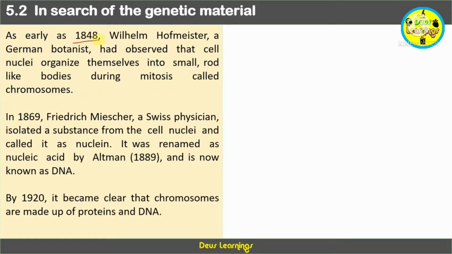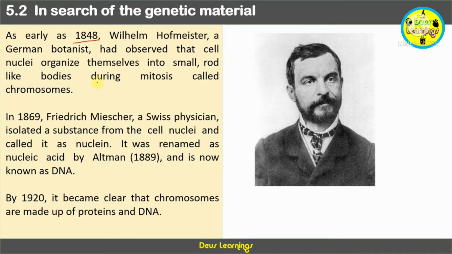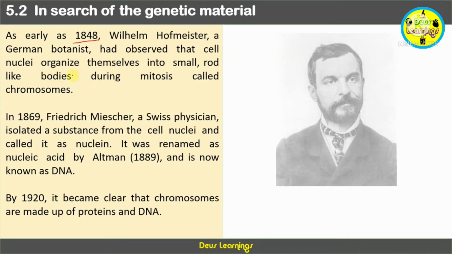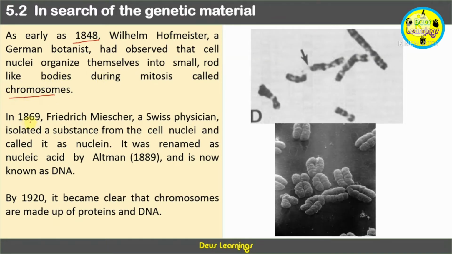Just think about this, 1848, right? 100 years back, 100 years before Indian independence. India got independence in 1947. We are talking about 1848. In 1848, Wilhelm Hofmeister, a German botanist, observed that cell nuclei organize themselves into small rod-like bodies during mitosis, called chromosomes.